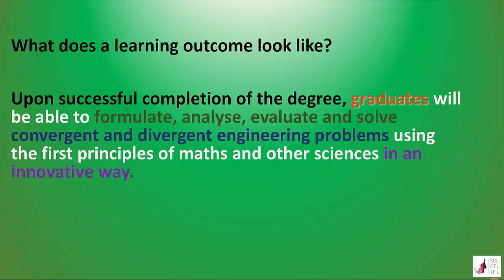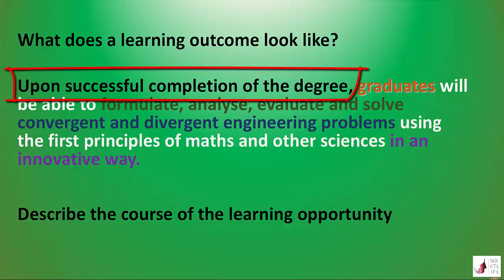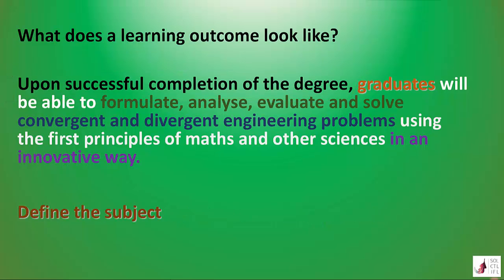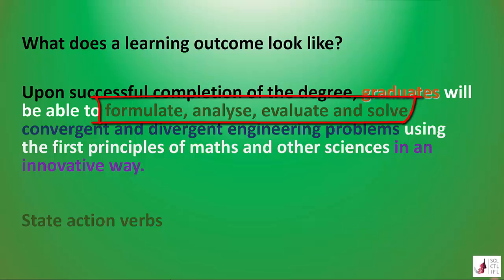So let's take this learning outcome and break it down into sections. Firstly, we have to describe the course of the learning opportunity. So in this case, being a program outcome, it says upon successful completion of the degree. Then we have to define the subject. In this case, graduates. We have to use action verbs, and we'll talk about this a bit more in a few minutes. In this case, formulate, analyze, evaluate, and solve.